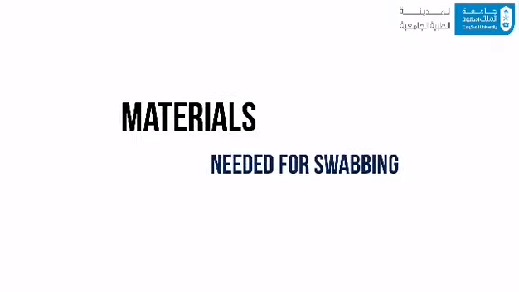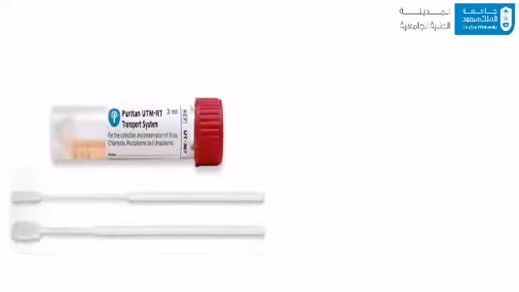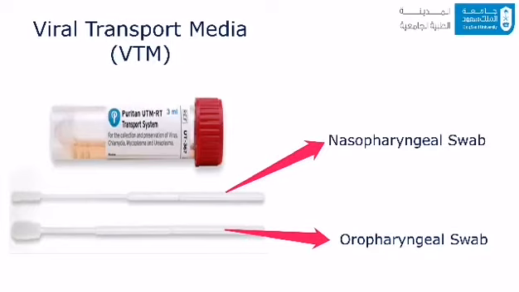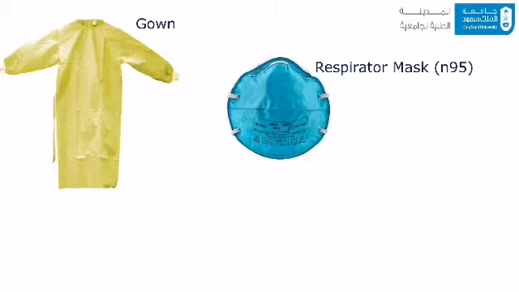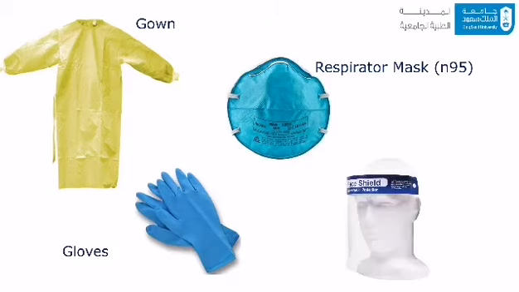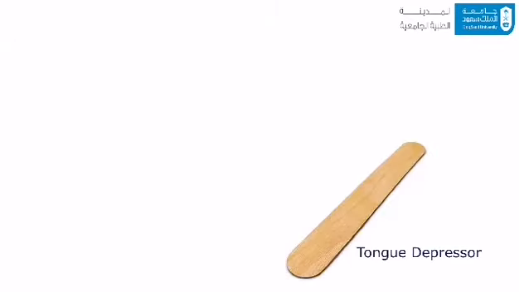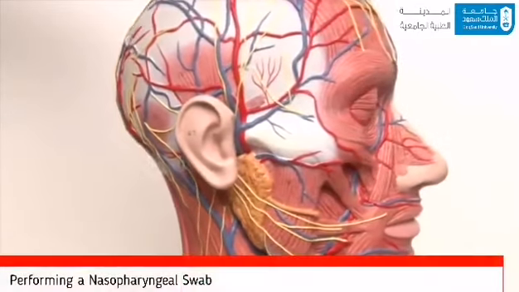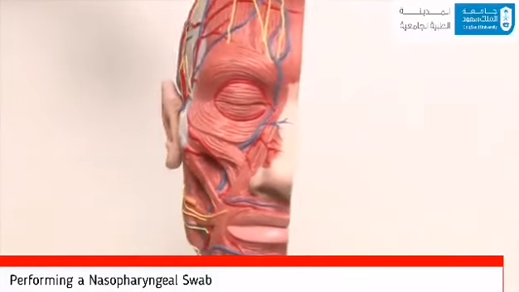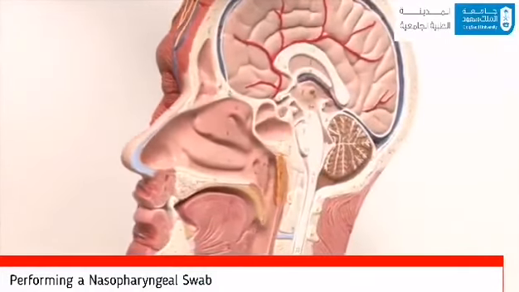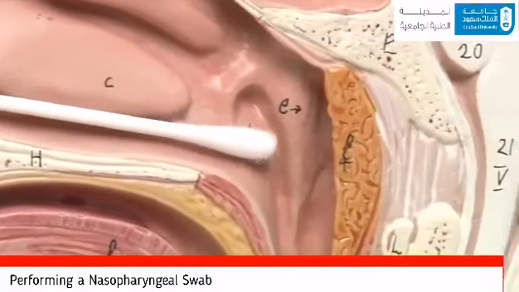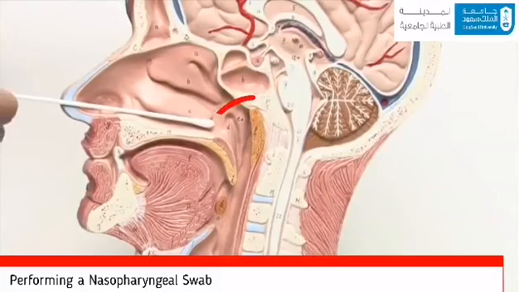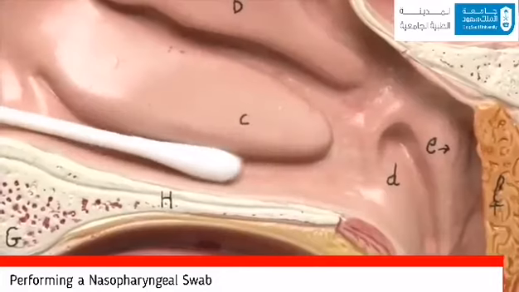A trained healthcare practitioner must prepare the following materials before doing the procedure: a viral transport media, PPEs such as fluid-resistant gown, fit-tested respirator mask, gloves, protective goggles or face shield, a tongue depressor, and a biohazard bag. The process of collecting the nasopharyngeal sample will be demonstrated using a sagittal sample of a human head. Slowly insert the viral transport media swab until you feel a slight resistance at the end, which indicates reach of the nasopharynx.